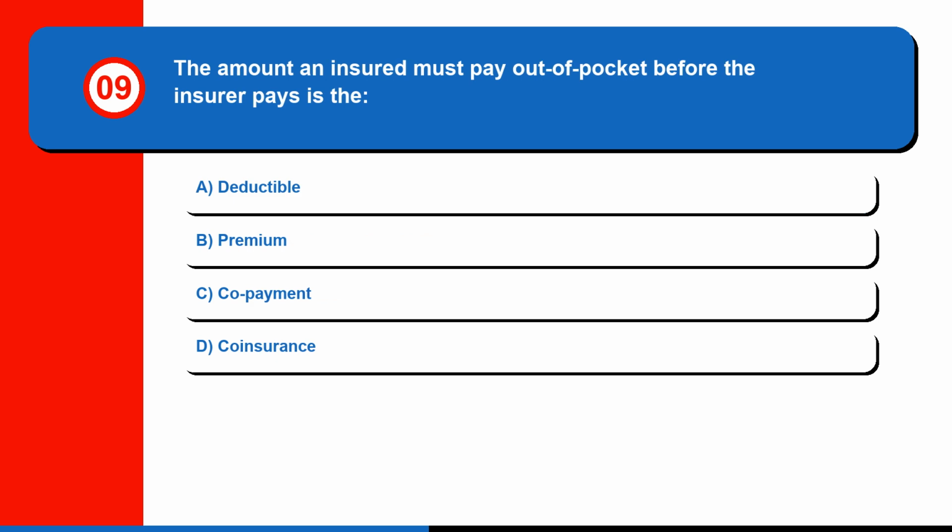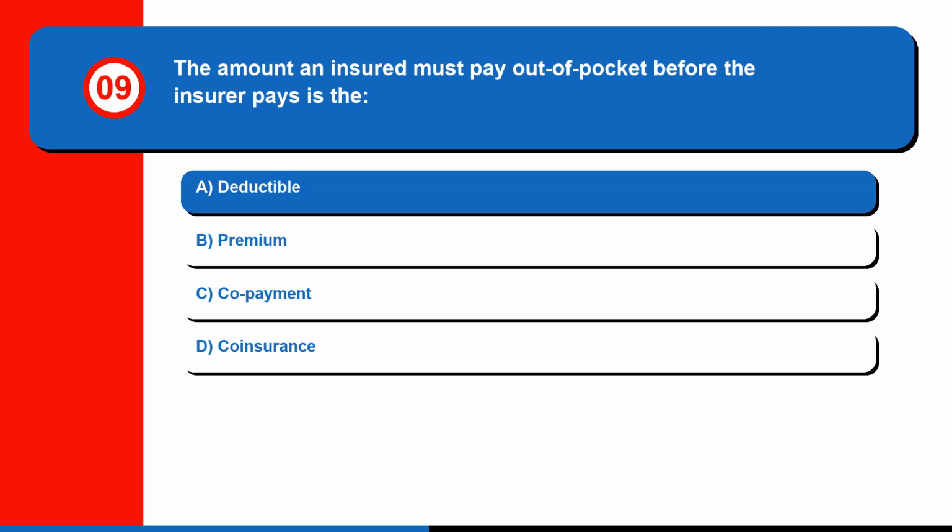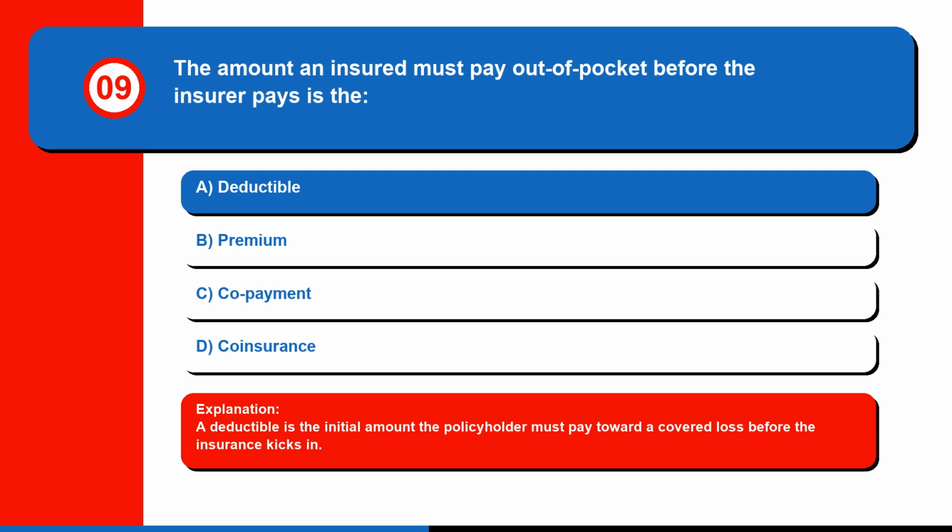Question 9. The amount an insured must pay out of pocket before the insurer pays is the A. Deductible, B. Premium, C. Copayment, or D. Coinsurance. The correct answer is A. Deductible. A deductible is the initial amount the policyholder must pay toward a covered loss before the insurance kicks in.